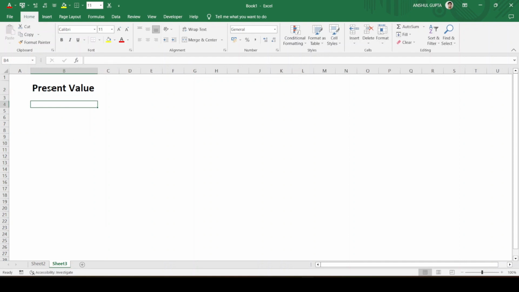Let me ask you a simple question. How much amount you should invest today to get 2200 rupees after 1 year when the rate of return is 10%? Let me type in this question.